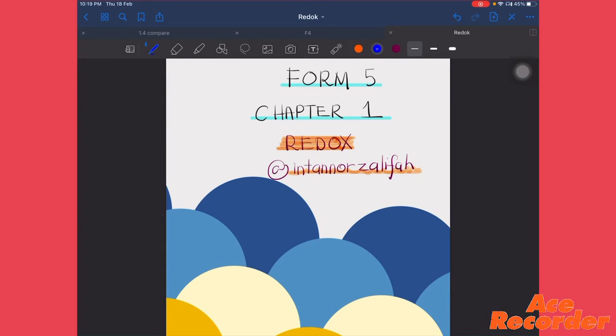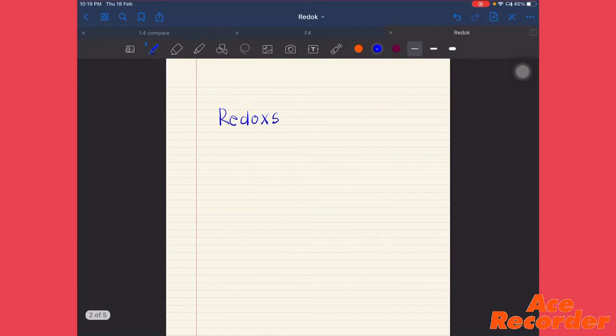Hi, welcome back. So today I want to teach you chemistry and today's topic is redox. So without further ado, let's try. Okay, this chapter is a little bit tough, so try to look at it carefully. Anything that you don't understand, you can message me or put in the chat room. Okay? So first of all, the title of the topic is redox.